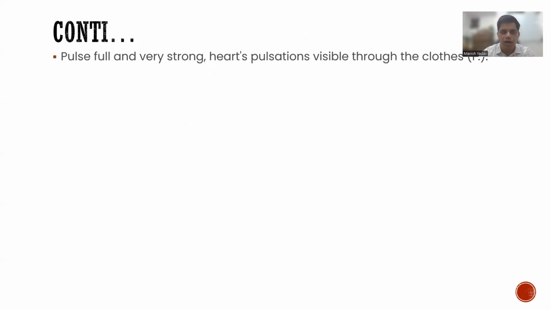Pulse full, very strong, heart's pulsation visible through clothes, means palpitation. So we are studying the spleen, but it has a lot of effect on the palpitation of the heart. Now you know why, right? Because as it enlarges, it puts pressure on the diaphragm, and then palpitation happens. Heart beats so hard, it shook him over.